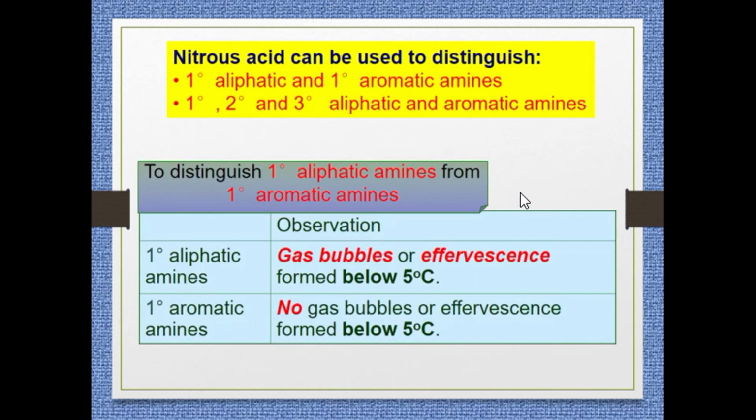Nitrous acid is very useful to distinguish the primary aliphatic and primary aromatic amines. For primary aliphatic amines, the gas bubbles form below 5 degrees Celsius. However, for primary aromatic amines, there are no gas bubbles formed below 5 degrees Celsius.